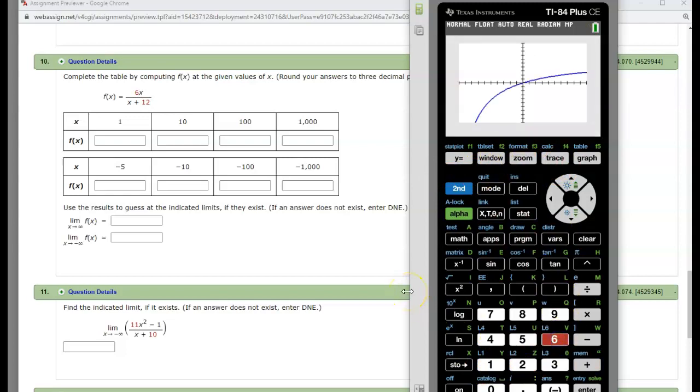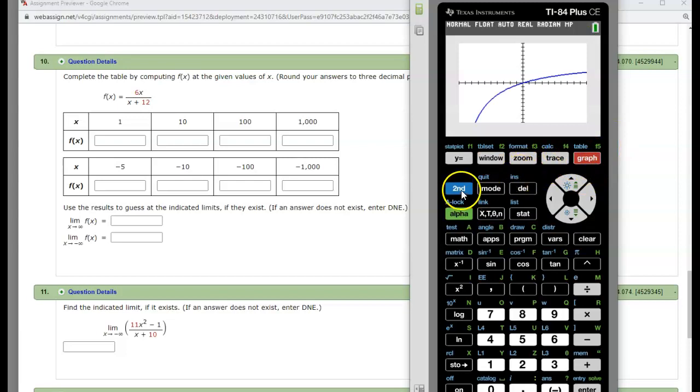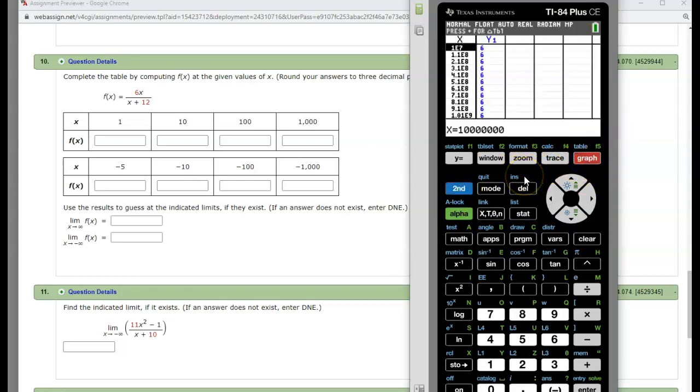This is asking for the limit at infinity and negative infinity. So it looks like at infinity it's going off to infinity, and at negative infinity it's going off to negative infinity. But is that true? If I do a second table set and look at my values, I'll start at something big with a big delta table and do a graph. Sorry, second table. Then I can see that as I'm going bigger and bigger, it's going to positive 6. So I'm expecting my limit to go to positive 6. So I could say that my limit as x goes to infinity is positive 6 here.